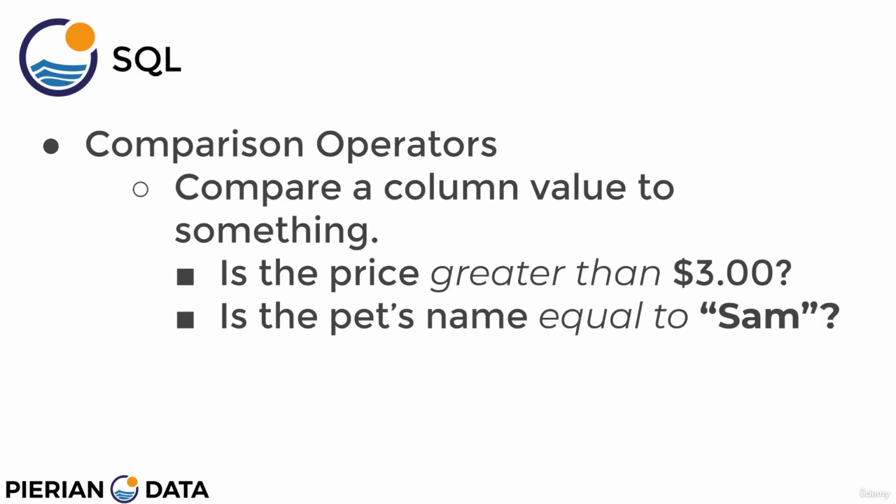So we first have the comparison operators, and the comparison operators allow us to compare a column value to something, essentially allowing us to answer questions or queries such as where is the price greater than $3? Or where is the pet's name equal to Sam? So those kinds of statements of greater than, or equal to, or less than, those are the comparison operators.